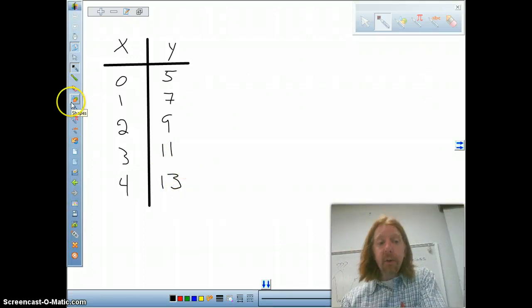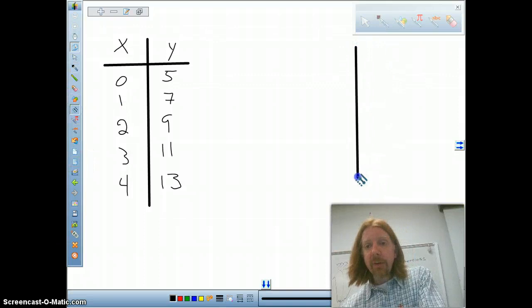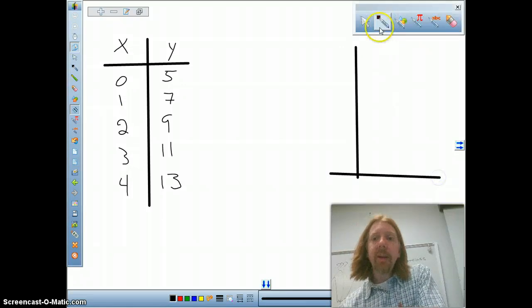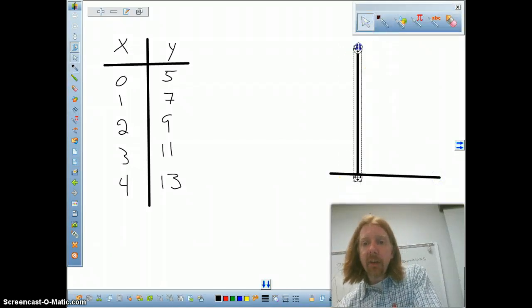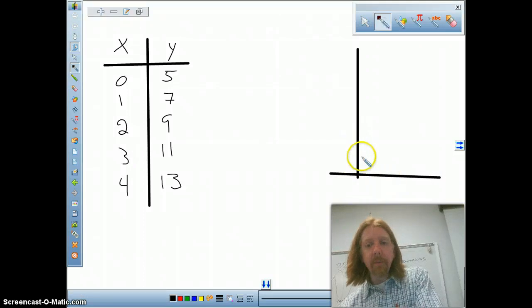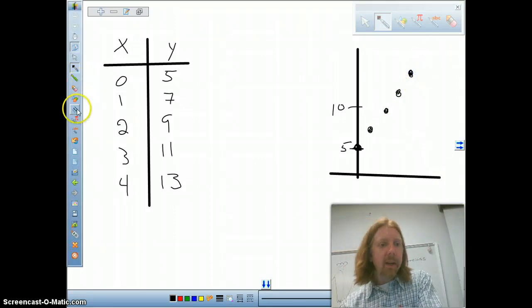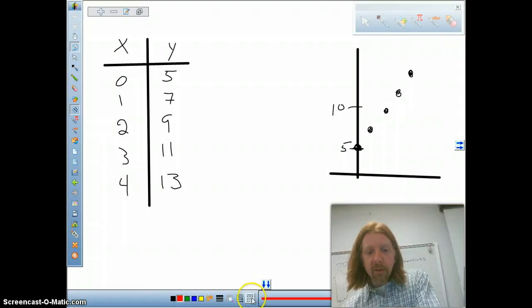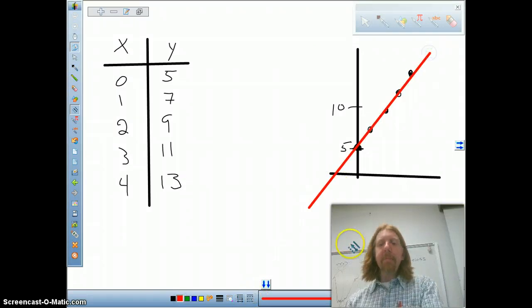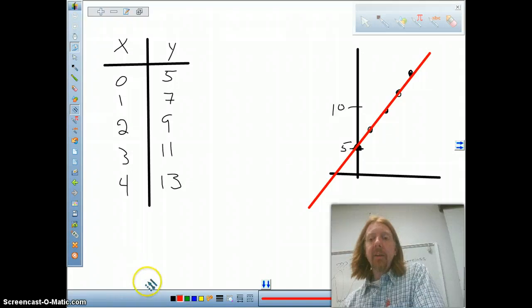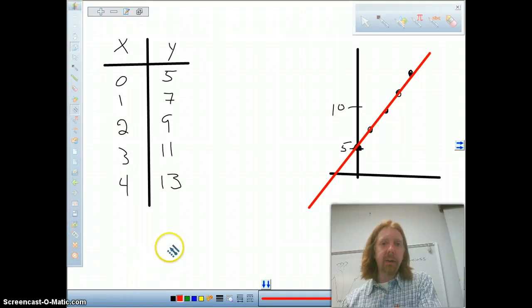Now, one thing I could do as a way of checking to see whether or not this is a linear function is I could graph it. And I could look to see, do I get a line when I'm done? So 0, 5 would be right here. Let's say that's 10 up there. And then 1, 7, 2, 9, 3, 11, 4, 13. And then I can check, can I draw a single line through that? Yeah, that seems to follow the path of a line. So the graph looks like it's going to make for a linear function.